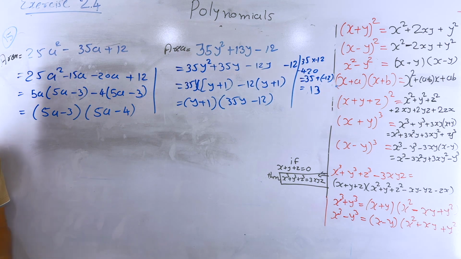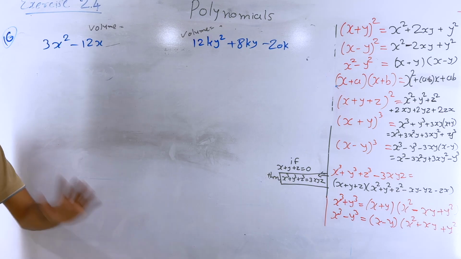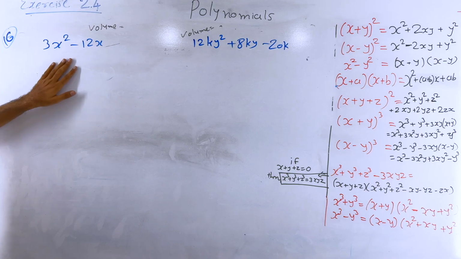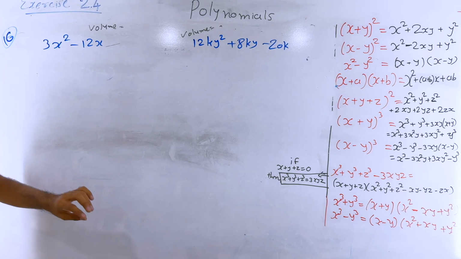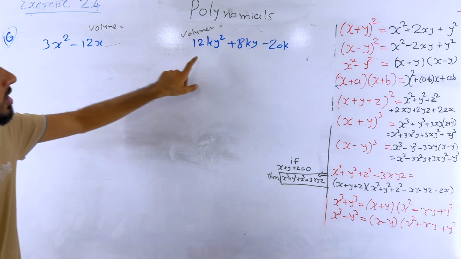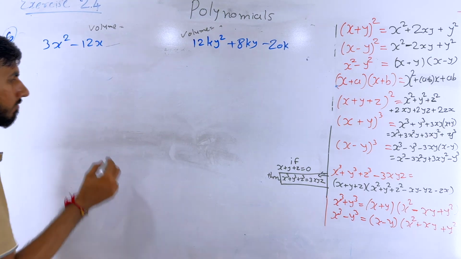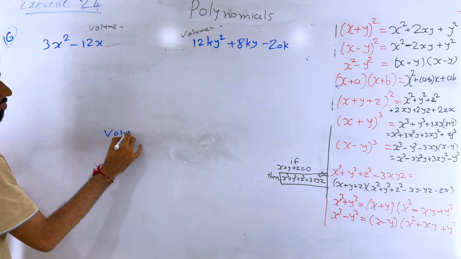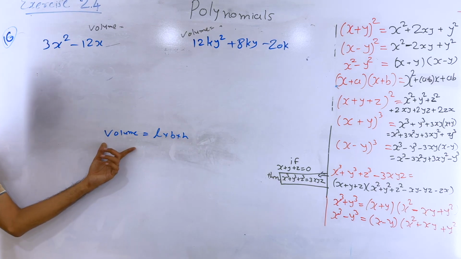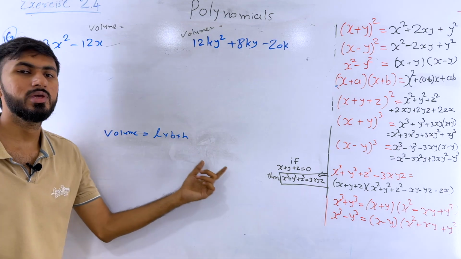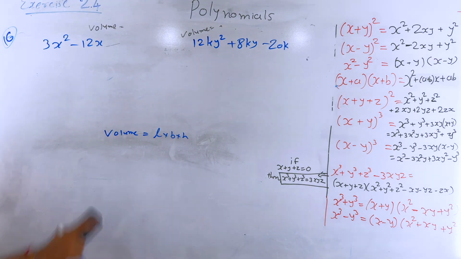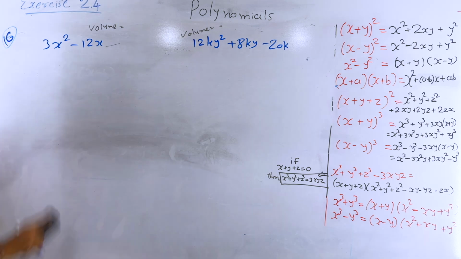Now the last question, question number 16. So here is your last question for this exercise and this chapter, polynomial, right? The question is, we have to find a possible dimension of a cuboid if the volume of the cuboid is 3x square minus 12x, and this, right? Now we all know that volume of a cuboid is equal to L multiply B multiply H. Now if you have given volume, then you have to find the possible values of L, B, H. That means you have to find the factors of this volume, right? Very easy. We have already done in question number 15.